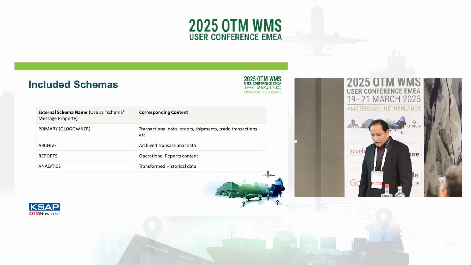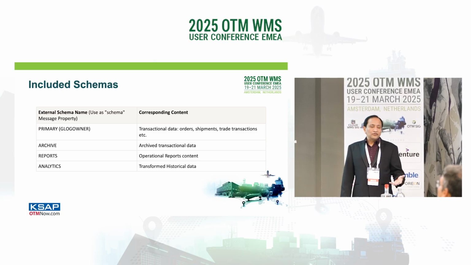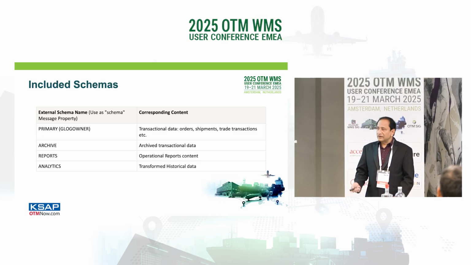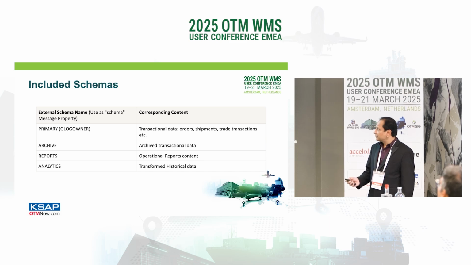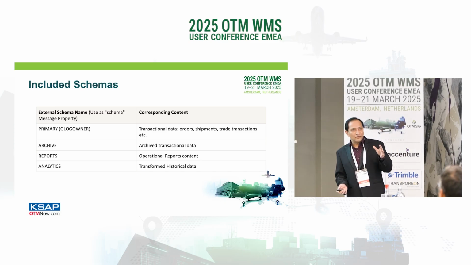So when we talk about data exports, what is included and what is not? What schemas can you get access to? So basically you can get access to all of the schemas. You have the primary glog owner, which is obvious, but you can also get access to archive, which is something you cannot get from Golden Gate.